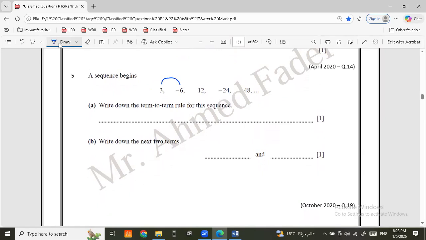What is happening every time, term to term? You multiply this by negative 2. Then here you multiplied it by negative 2 again. And here you multiplied it by negative 2 again. So it is multiply by negative 2. Write down the next two terms. Multiply this by negative 2 is going to give you negative 96. Multiply this negative 96 by negative 2 is going to give you positive 192.